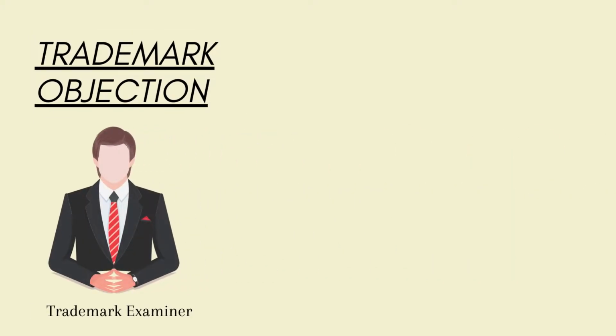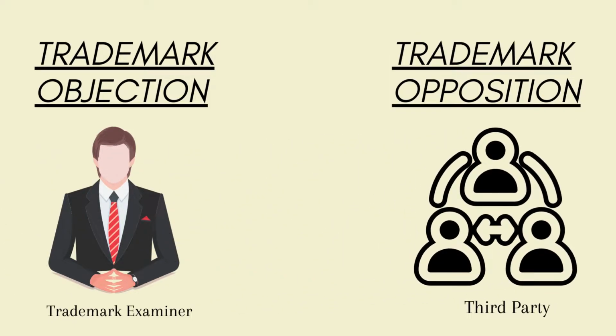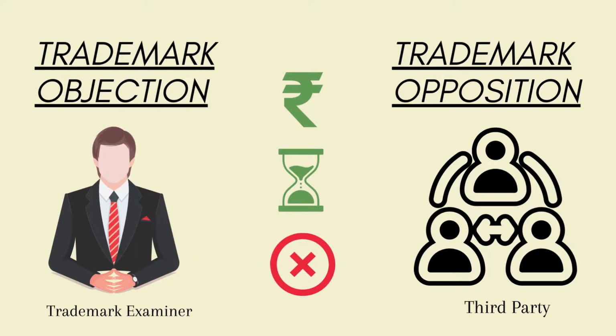To conclude, trademark objection is an internal process initiated by the trademark examiner, while trademark opposition comes from a third party. They differ in terms of fees, response time, and the potential removal of the trademark. Remember, both processes allow for an appeal after the respective outcomes.